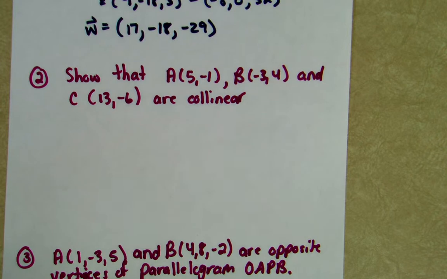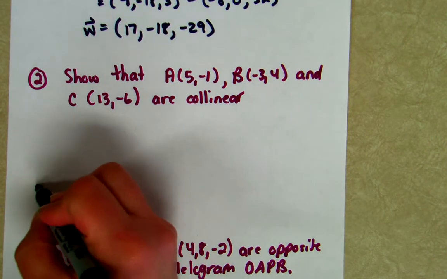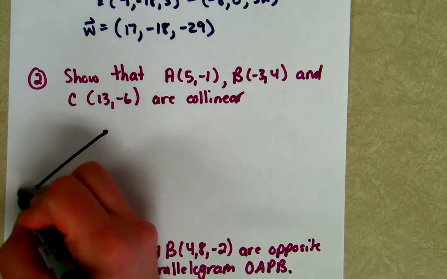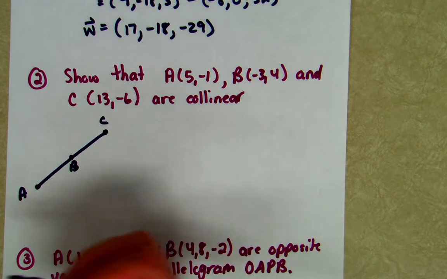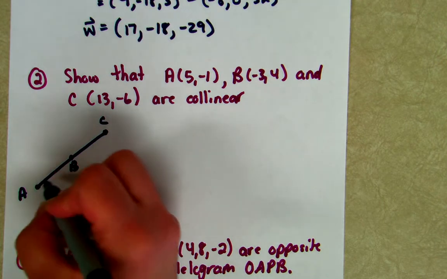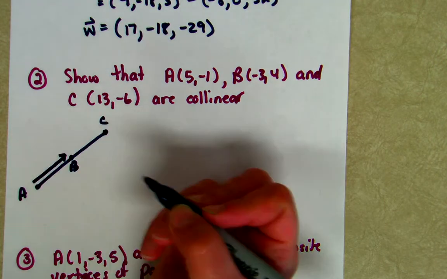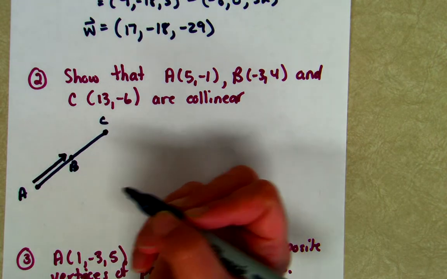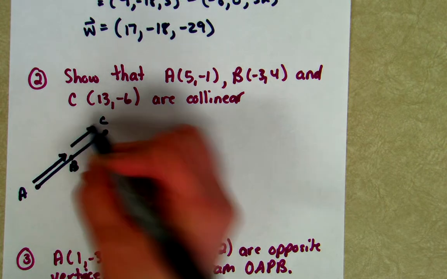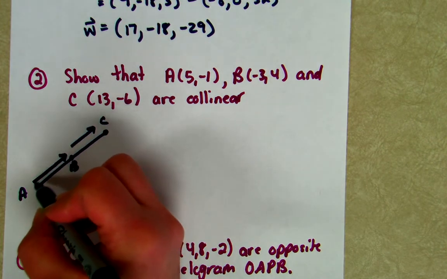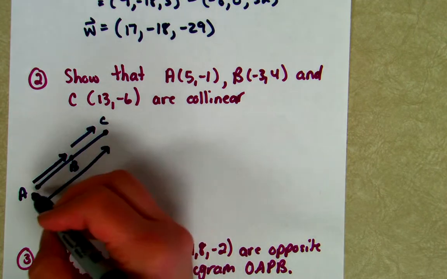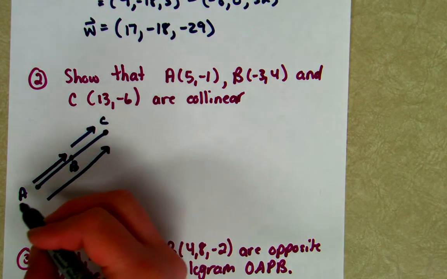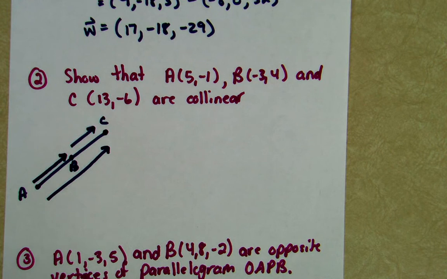Number 2, show that these 3 points are collinear. Collinear means lying on a straight line. Now I could draw them accurately, but really I just want to see: does the vector from A to B have the same direction as B to C? Or I can also say, does the vector from A to B have the same direction as the vector from A to C? Because if these are collinear, then I have to maintain the same direction along.